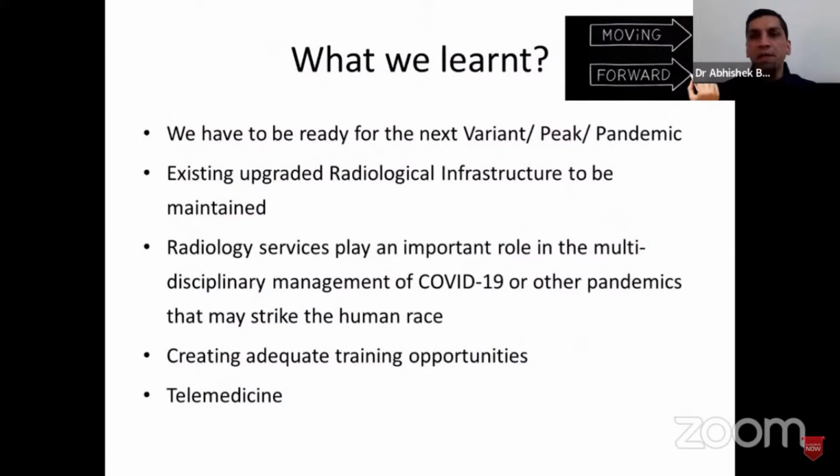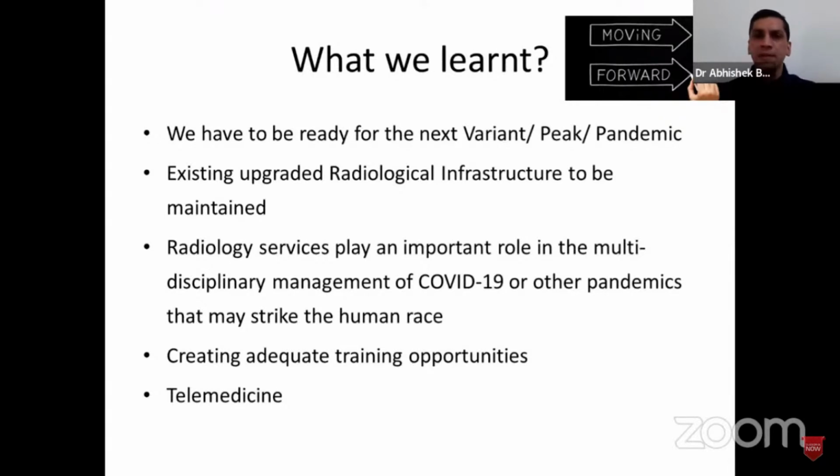So coming on to the final part of my talk, what we really learned from all this. We have seen what the challenges were. We have seen how we offered these solutions and what all we did for these patients. So what we learned was that we cannot take the COVID-19 peak lightly yet. Even now, we are having isolated infection outbreaks. Luckily, they are mild, but still we can't be too casual about it. So we have to be ready for the next variant, the peak or the pandemic.